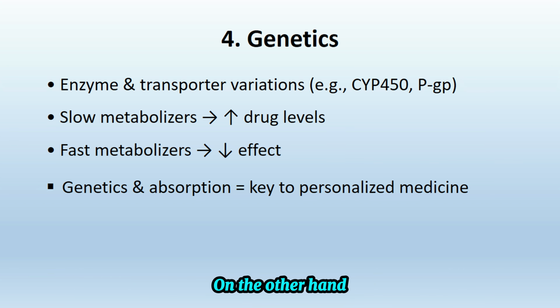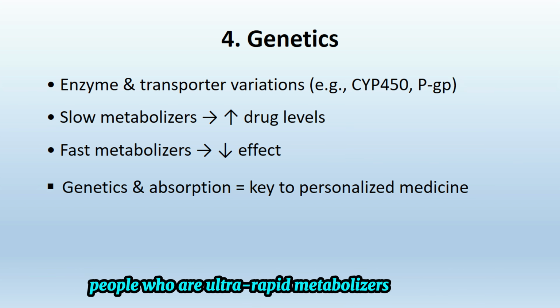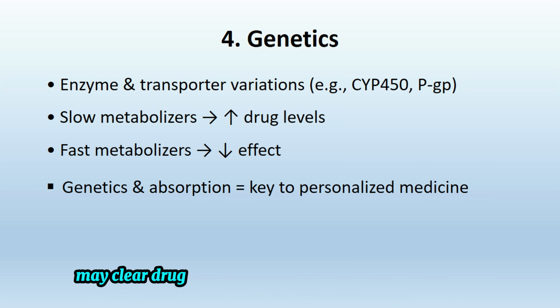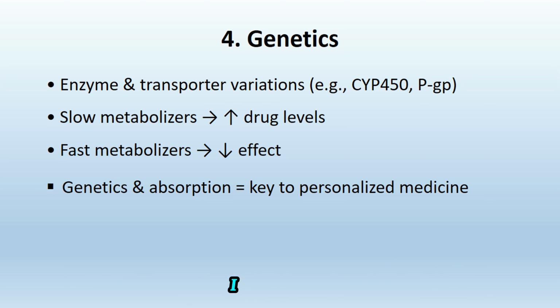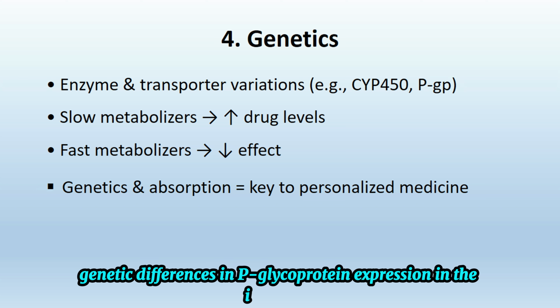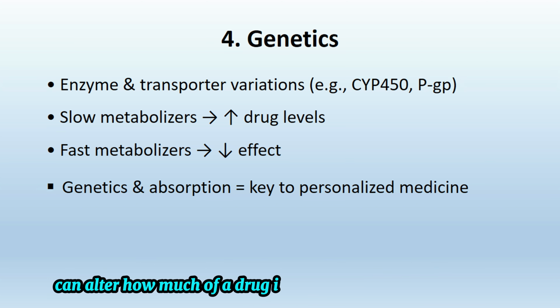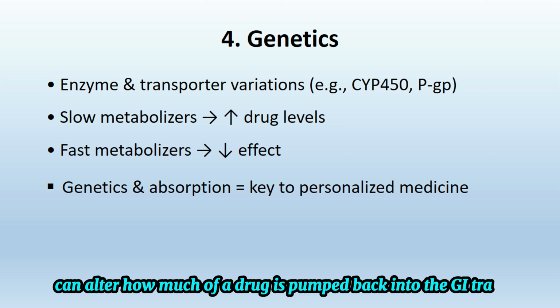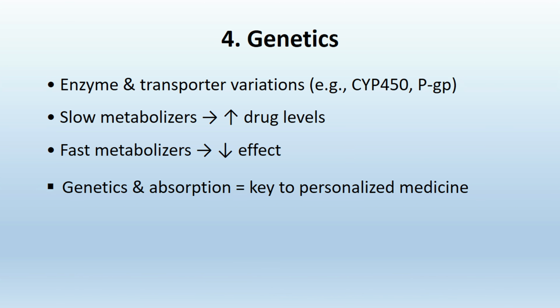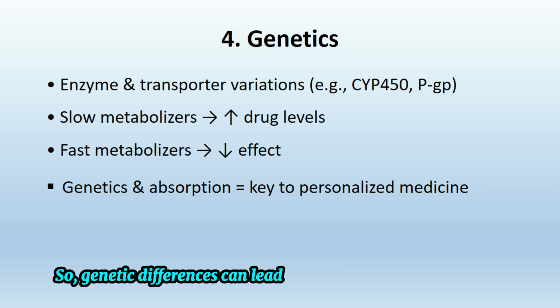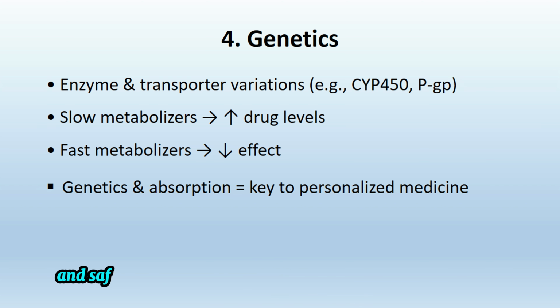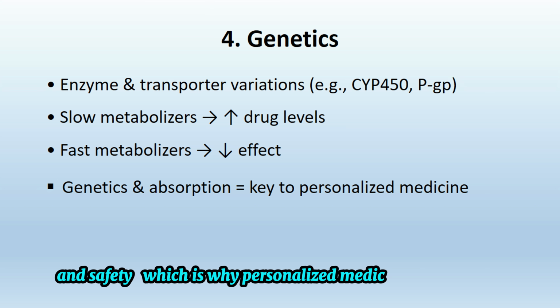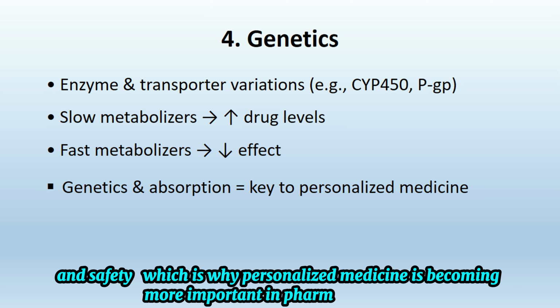On the other hand, people who are ultra-rapid metabolizers of CYP2D6 may clear drugs like codeine or metoprolol quickly, reducing their effectiveness. Genetic differences in P-glycoprotein expression in the intestines can alter how much of a drug is pumped back into the GI tract, lowering its bioavailability. So, genetic differences can lead to inter-individual variability in drug levels, response, and safety, which is why personalized medicine is becoming more important in pharmacotherapy.